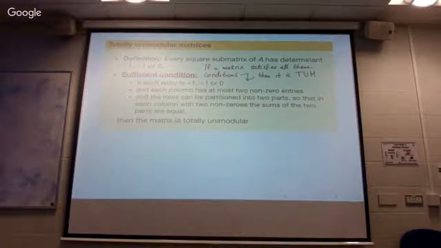But what's the point of totally unimodular matrices? It's the next theorem.